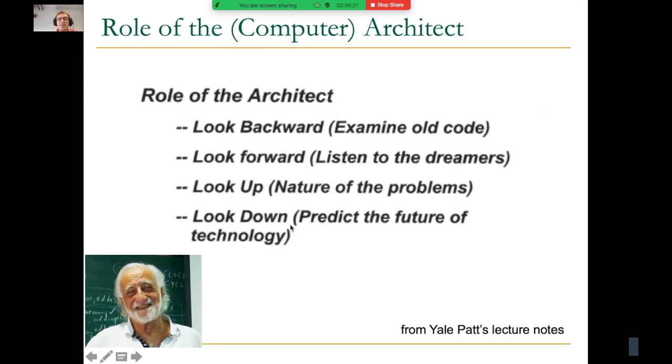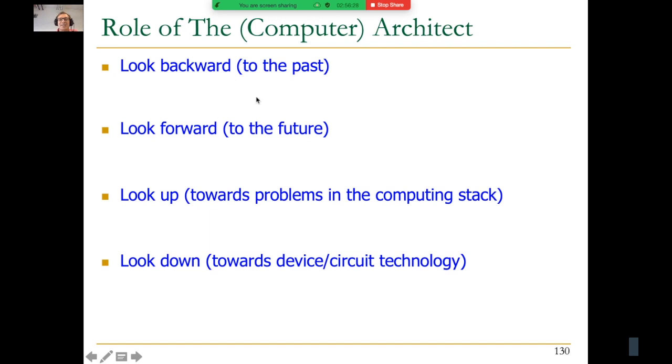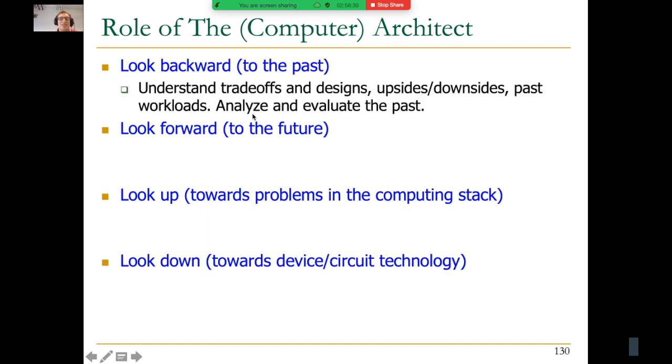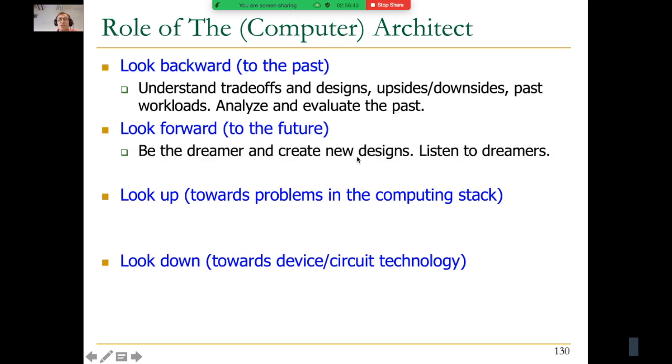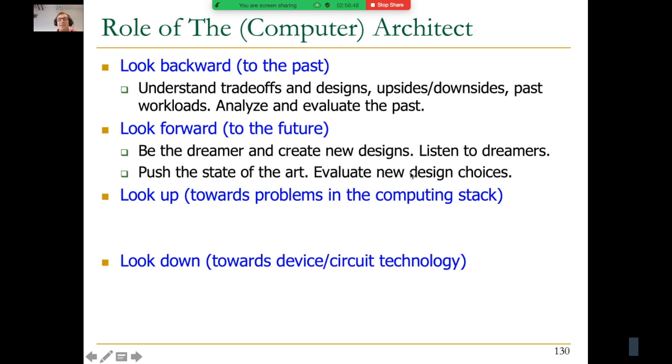But he basically says the role of the architect is looking everywhere. Basically, you have to have eyes everywhere. This is my re-rendering of what he has said with my commentary and experience, of course. Basically, you need to be able to look back to the past and figure out what you've done wrong and what has been done wrong, analyze and evaluate it, understand the workloads and trade-offs. You need to be able to look forward to the future and be open to it. You need to be the dreamer and listen to the dreamers and push the state of the art, evaluate new design choices. If you actually keep producing the same thing over and over, that will not look forward.